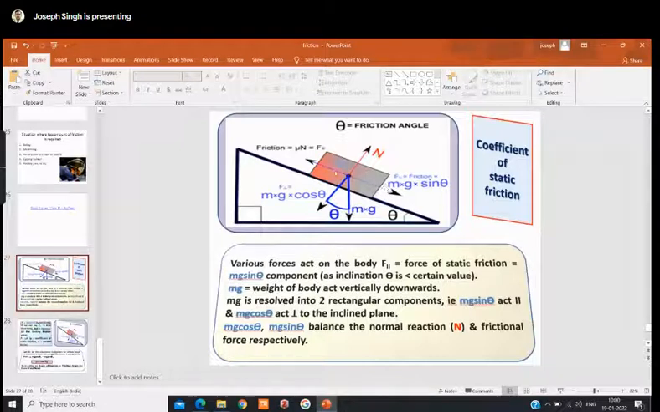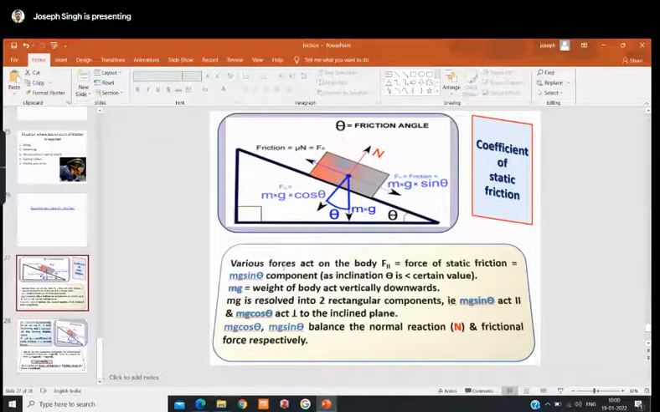Okay? Did you understand this? Yes, sir. This is the body resting on this ground. We started moving upward. Why? To find this angle, at what angle this body is going to slide downward.